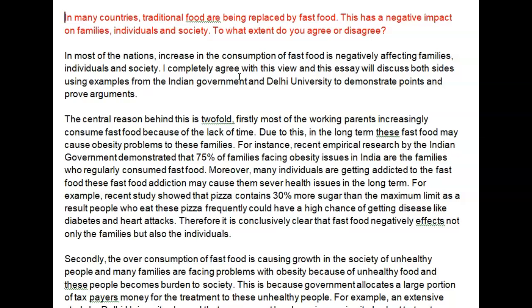Now, having said that, there is a way to do it. But I got to be honest with you, most IELTS candidates, except for like the really high level ones, have a hard time doing this. So before I say any more about that, let's actually see what you did and take it from there. The central reason behind this is twofold. The central reason behind what?